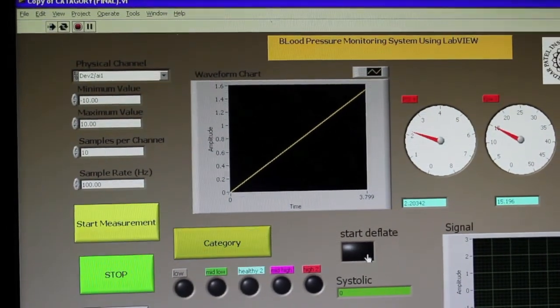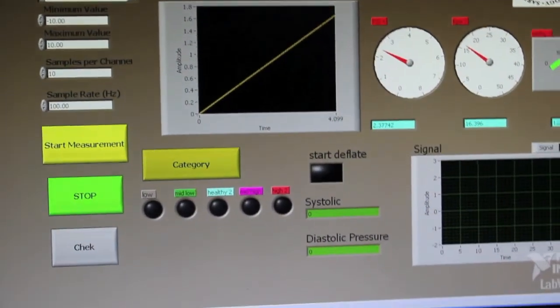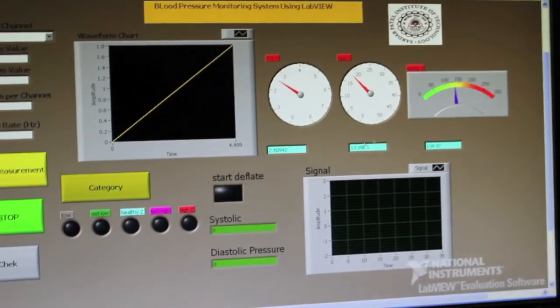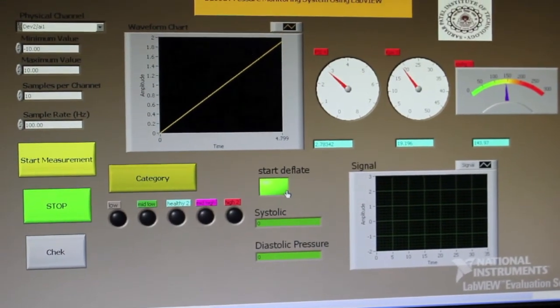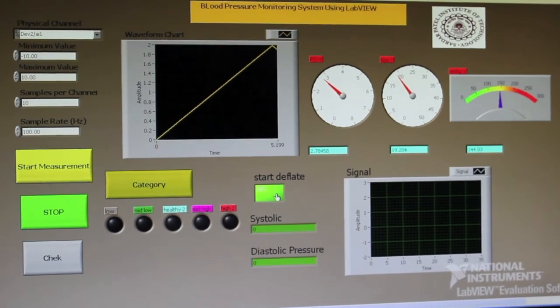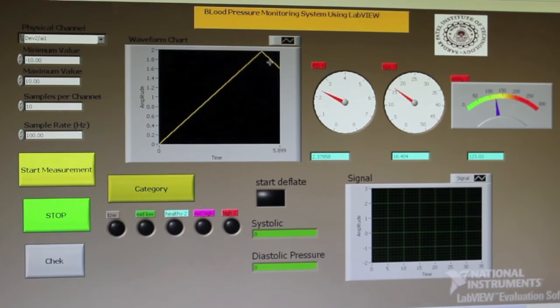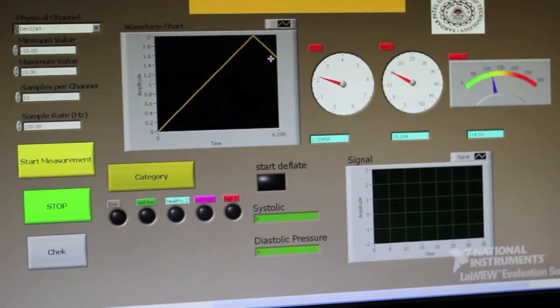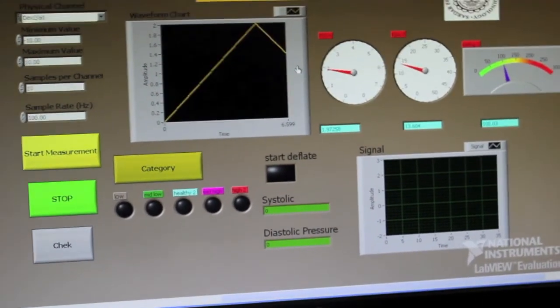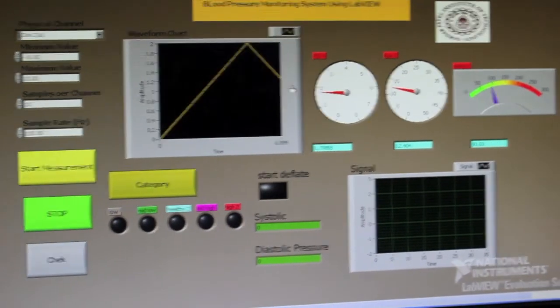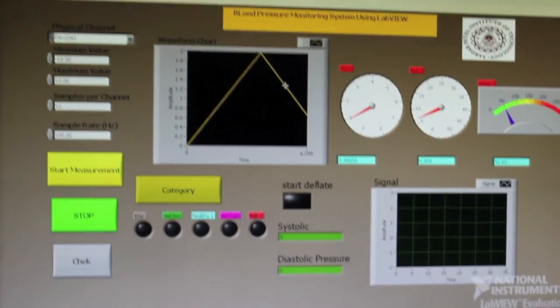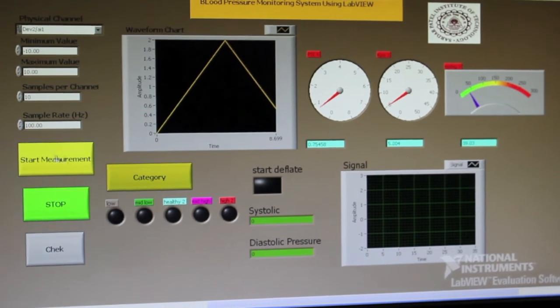Now this is a start deflate LED. This LED will blink when 140 mmHg has been reached. Now we can also have 180 mmHg. As you can see, this is blinking, so the deflation will start. As you can see from the graph also, the deflation started, and during this deflation, the cutoff sound comes. These are the sounds where the oscillation comes during two cutoff frequencies.